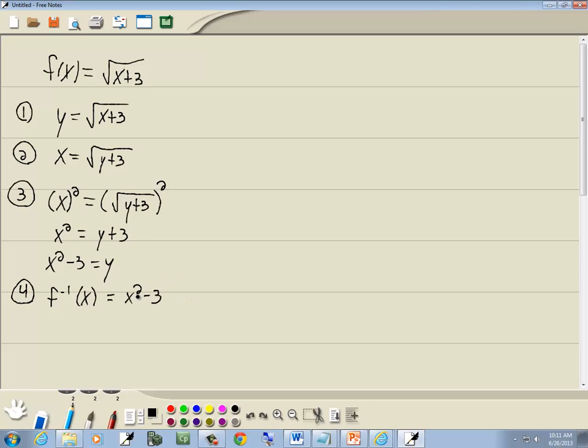There's a problem with this. x to an even power is not 1 to 1. We need to make it 1 to 1. What we came up with, x squared minus 3: x squared is a parabola, and the minus 3 at the end means it's shifted down 3. So that's what we came up with. Let's see what we want.